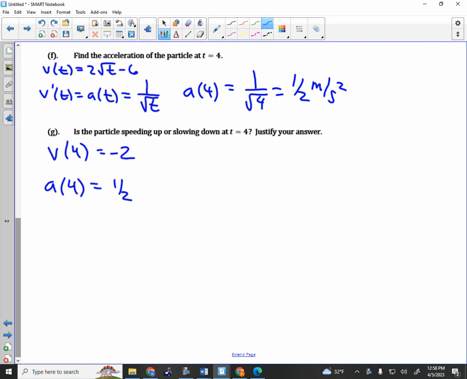Five, four, three, two, one. In order to answer this question, you need to determine the acceleration at time equals 4, which we already have. It's 1/2. You need to determine the velocity at time 4, which is simply plugging in 4 to the function. If you plug in 4 to the velocity function, you get negative 2. So does that mean it's speeding up or slowing down? Slowing down.